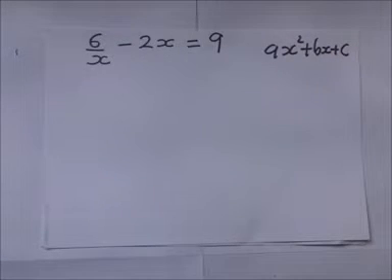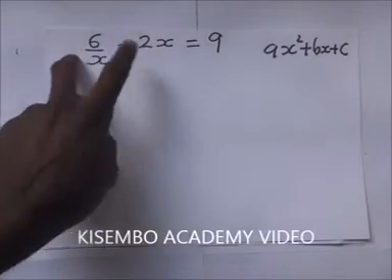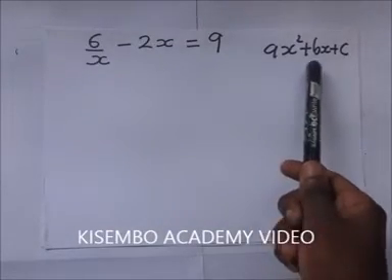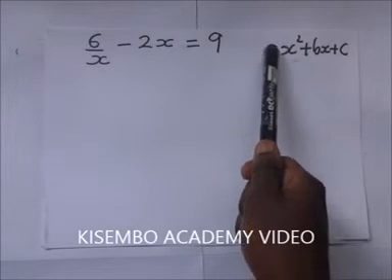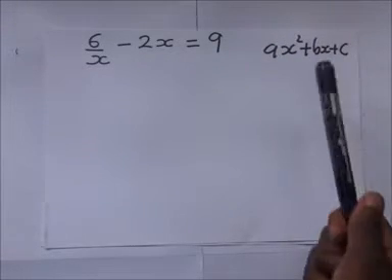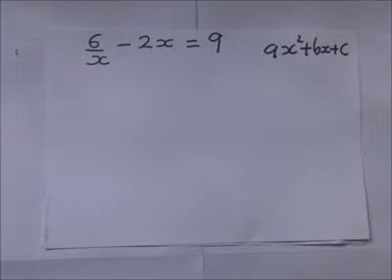So for us to be able to solve this number, we're supposed to first rearrange it to look like this. Then from there we shall be able to find the values of a, b, and c. And it is from that point that we shall be able to substitute those terms of a, b, and c into the quadratic formula, and then we are able to get the answers. The quadratic formula we're talking about here has been derived in our previous videos, and it goes like this.